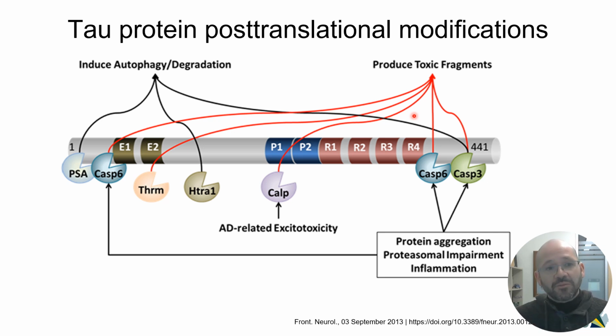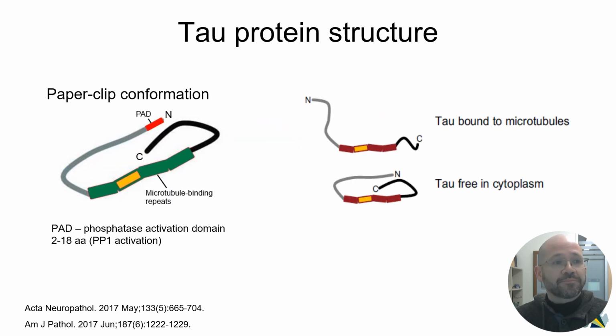There are some truncations that are known to take place before tau is aggregated, and other truncations that take place after tau is aggregated. You should refer to the literature to find the dynamics of those, especially caspase 3 and caspase 6, and caspase 3 cleavage that leads to aggregation of the protein, or the products of those cleavages are associated with pathological forms of tau.